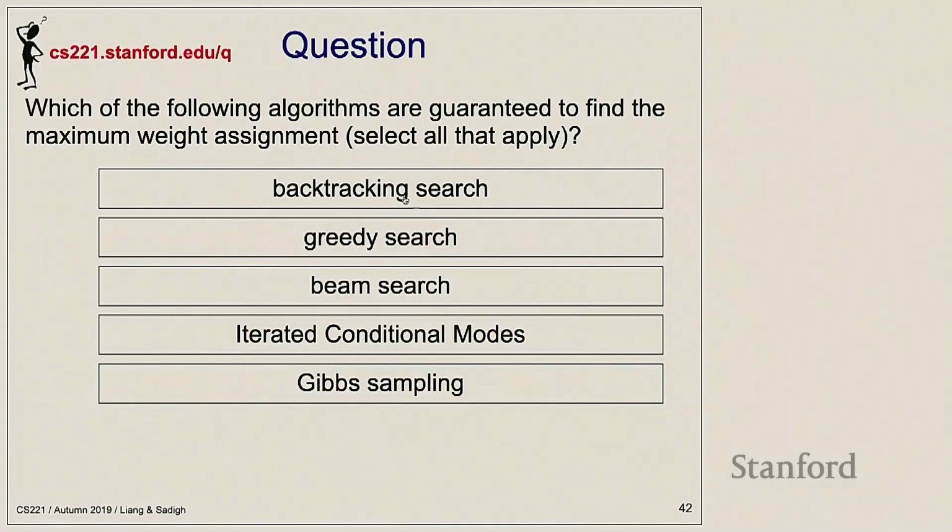Yeah, so I guess this is directly about your question. If you were to compare these questions, which ones are guaranteed to give you the maximum weight assignment? And the only one is backtracking search. Because greedy is too narrow, beam search is maybe too narrow, ICM is too myopic, and Gibbs sampling is not a guarantee. It's likely, but it's not guaranteed.